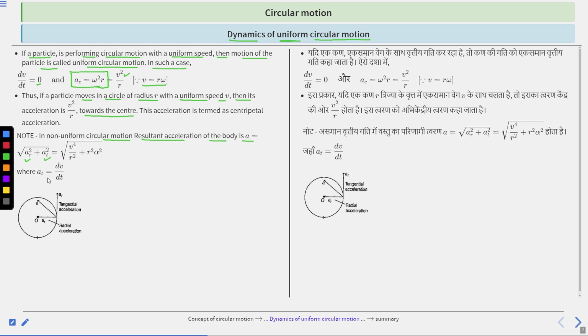So a_t is equal to dv upon dt, where a_t is the tangential acceleration. Clear? So this is the tangent on a circle. That's why we call it tangential acceleration, and this is the acceleration acting towards the center. That's why we call it radial acceleration. Clear? So this is acceleration in case of non-uniform circular motion. So this is the dynamics of circular motion. Clear?